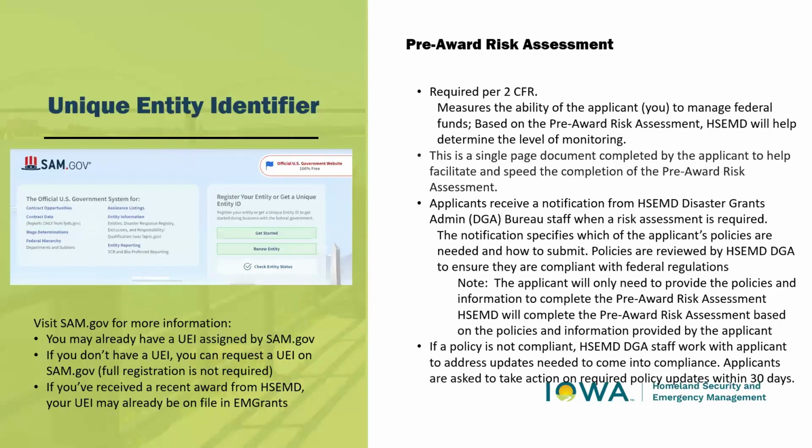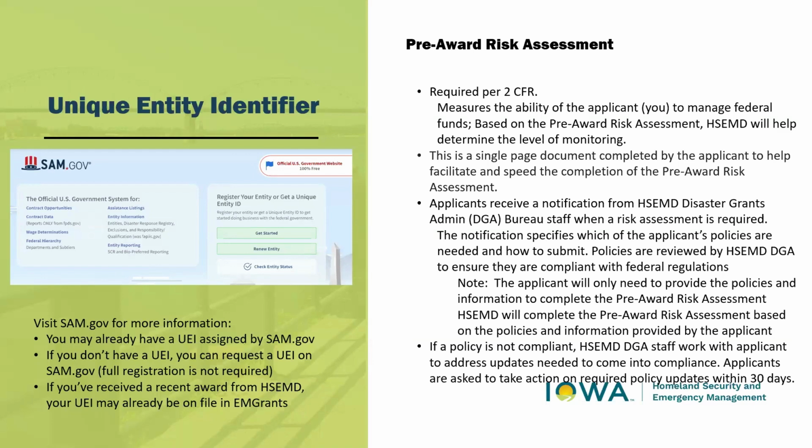Additionally, in our EM grant system, you'll have to do a few other things to make sure that once you do have obligated projects, you can actually receive the funds and we can pay them out to you. One of those first things is making sure you have a unique entity identifier. This has replaced the DUNS number that we used to use, and this can be done in sam.gov. You may already have one assigned, and you can look that up in sam.gov. If you don't have one, you can request one, and I will provide some additional information. Full registration for this is not required, and if you do, the full registration can take a lot longer. If you have received a recent award from us, then you probably already have one on file with us.